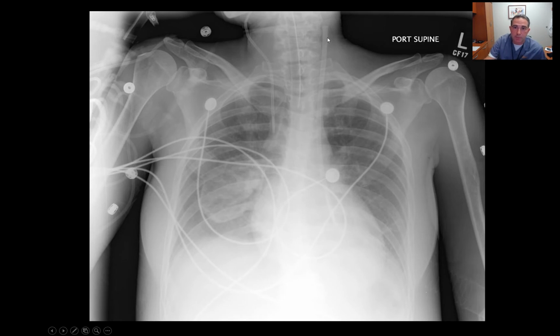This is a similar appearance. Right-sided central line fine, ET tube fine, left-sided line. The patient doesn't have a left-sided SVC, so you call them and say, hey, I don't know where that line is.